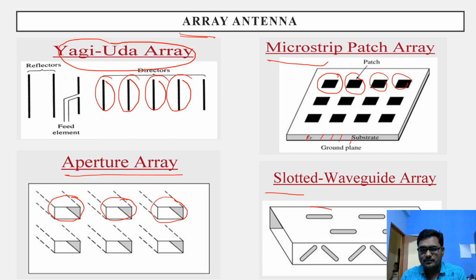Look at this, instead of having only one slot, I have so many slots. So like this, I have a number of elements. Look at this. This is one element. This is another element. I have so many elements. It's a collection of a number of antennas in a single configuration. So I am referring to it as an array. It's a type of antenna, array antenna.